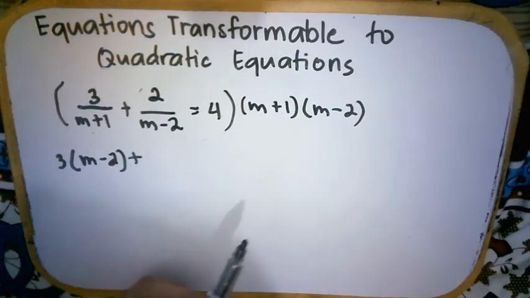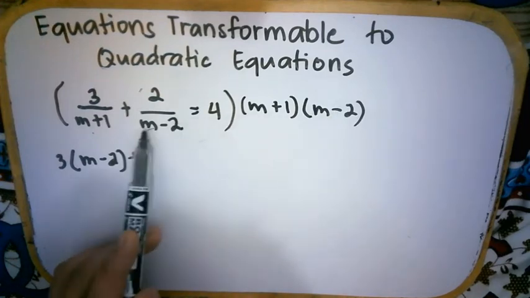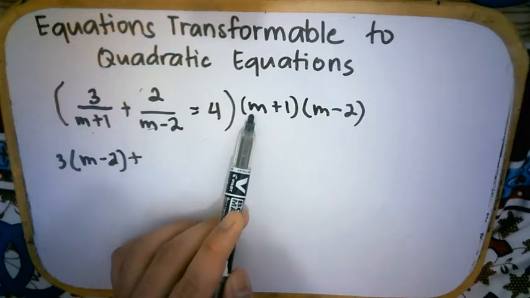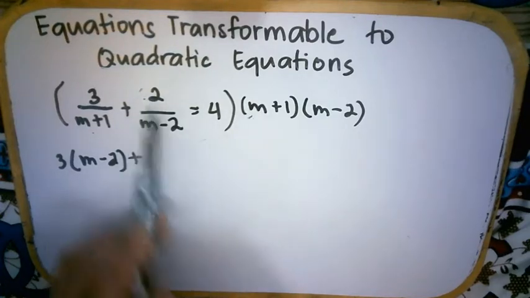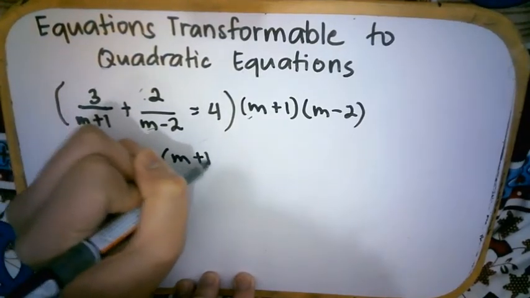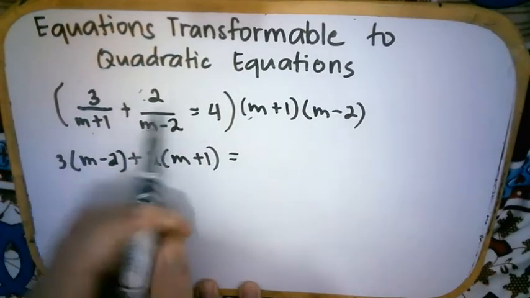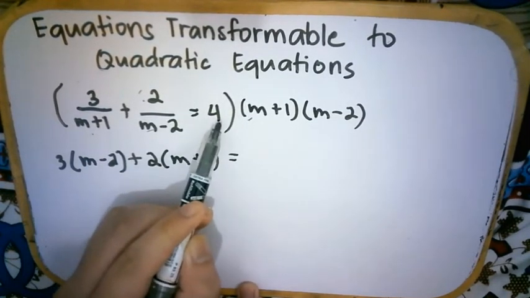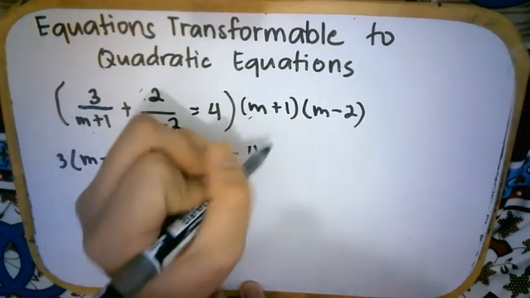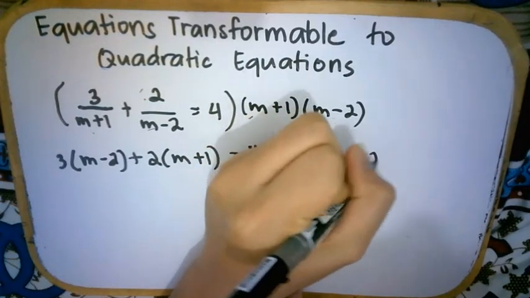Let's use the cancellation method. So, cancel natin yung m minus 2 and then m minus 2. So, ang matitira ay m plus 1. So, we're going to multiply that by 2. So, we have 2 times m plus 1. And then here, since we don't have any denominator, so diretso natin na multiplication yan. So, we have 4 times m plus 1 times m minus 2.